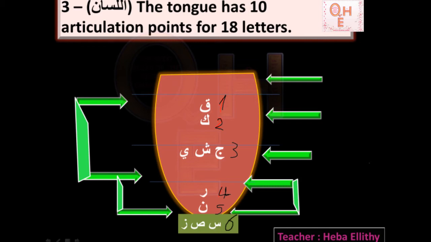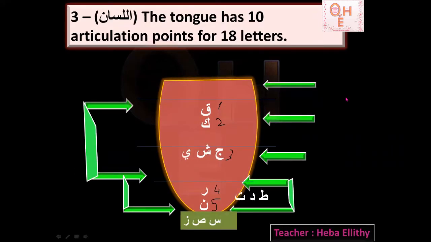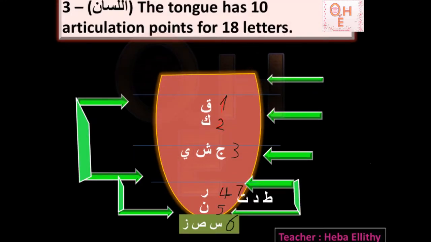Right now, I still have four articulation points I should find. Where are they? It's here. What letters come from the tip of the top? From the tip of the top, we have the letters ta, dal, and ta. This is articulation point number 7.